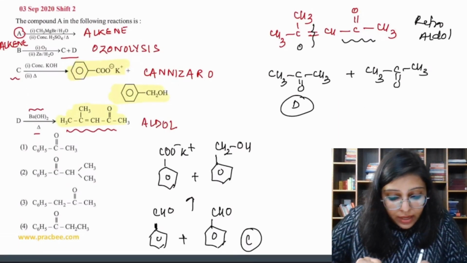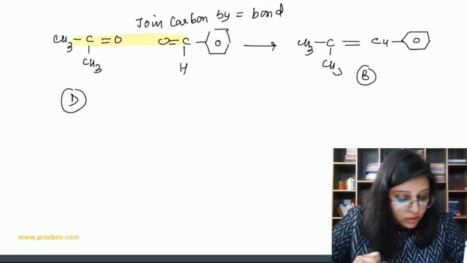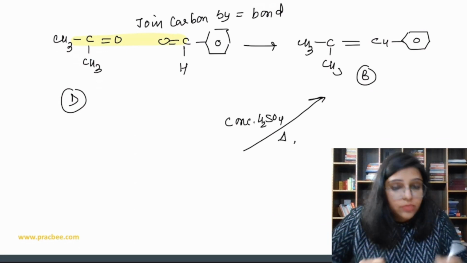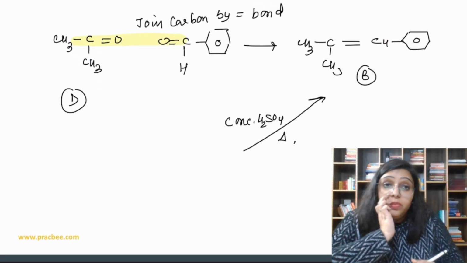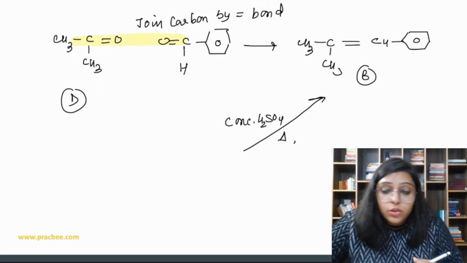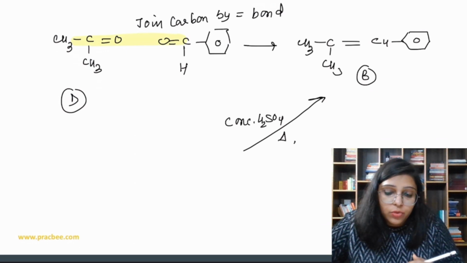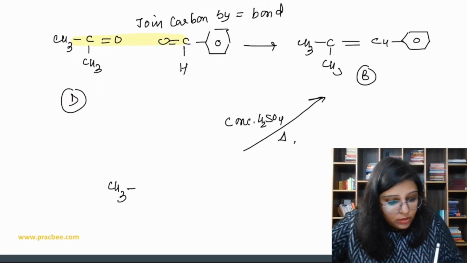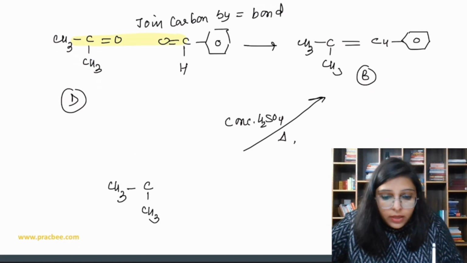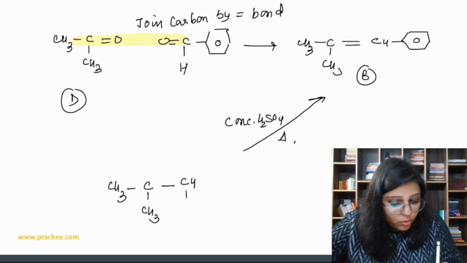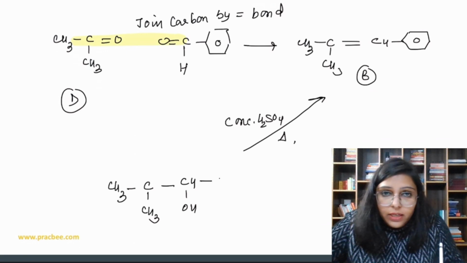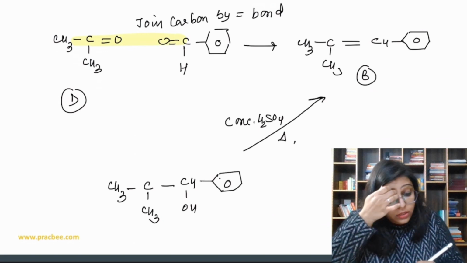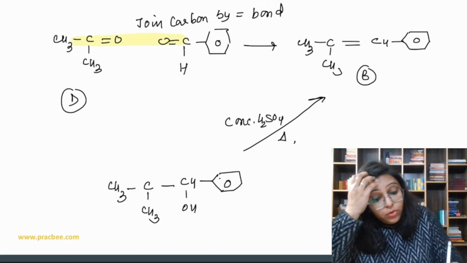Now we have concentrated H2SO4 and heat. So this is formed from concentrated H2SO4 and heat. So it means we should be having alcohol. So which alcohol we should be having? So see, we can write CH3, C, CH3. Okay, we can write CHOH, and then here we write this one. Okay. Now one more thing.